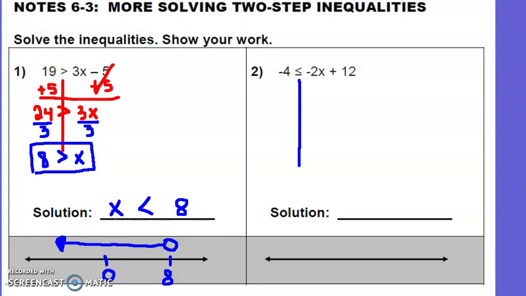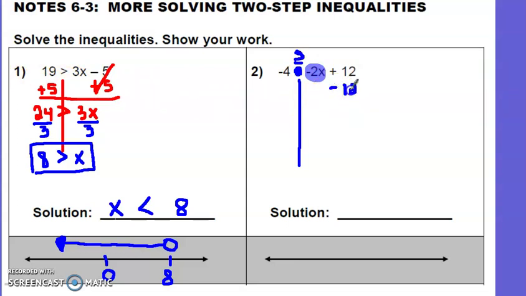We should be finished with the second problem now. So the first thing you should notice is when we look at the variable here, that is negative 2x. So because that is negative, that's telling me to flip this inequality. So this is going to be greater than or equal to. So that's no longer my inequality. So I've got that flipped, so now I can solve it like we did in the last problem.